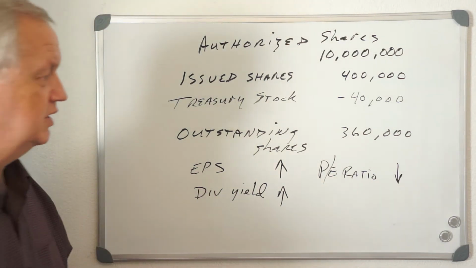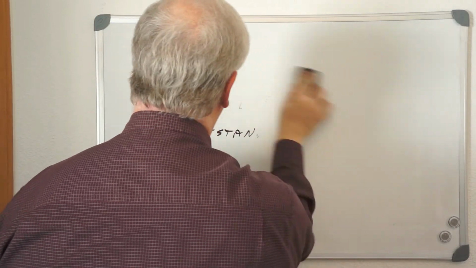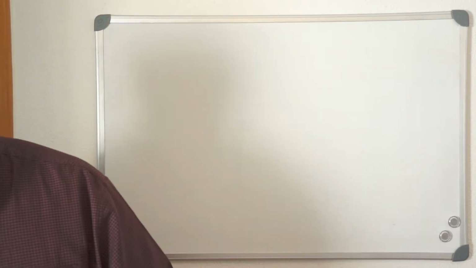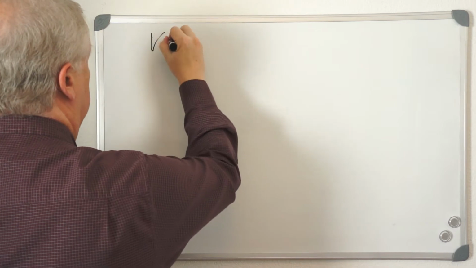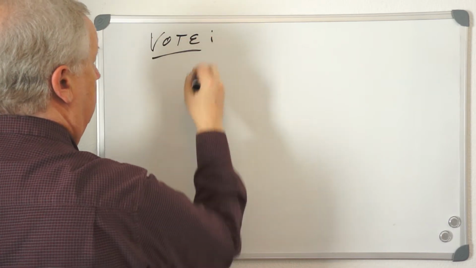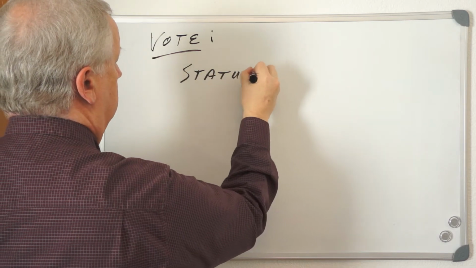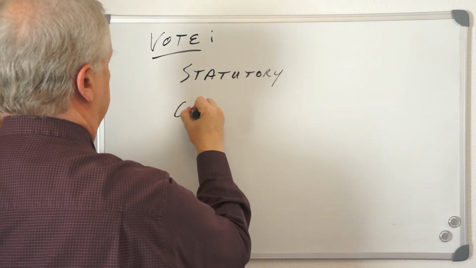But now, let's say things are going around, things are going good, business is going well, and now we got to find out what they can do with their stock, what they can vote it. And how they vote it is statutory or cumulative.